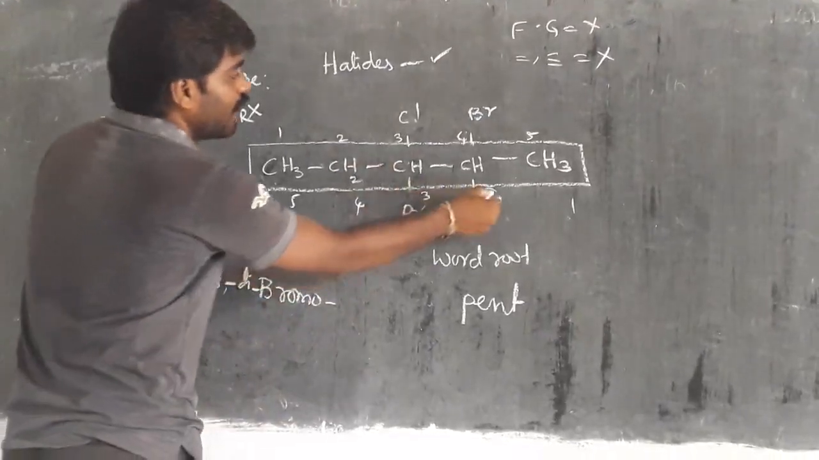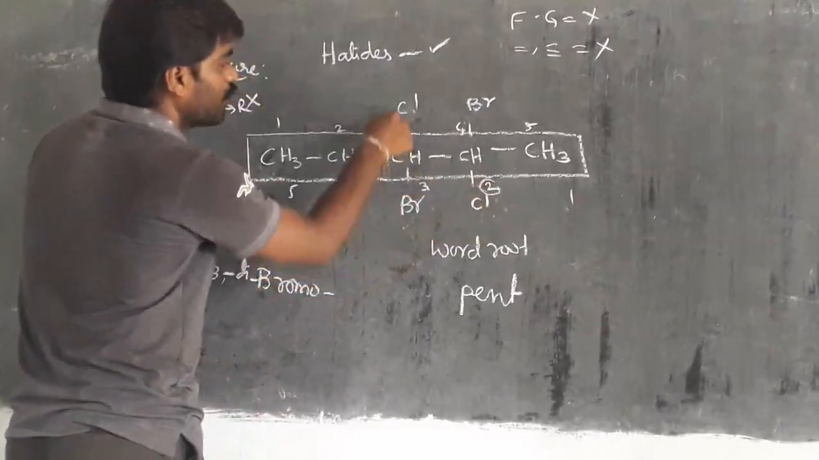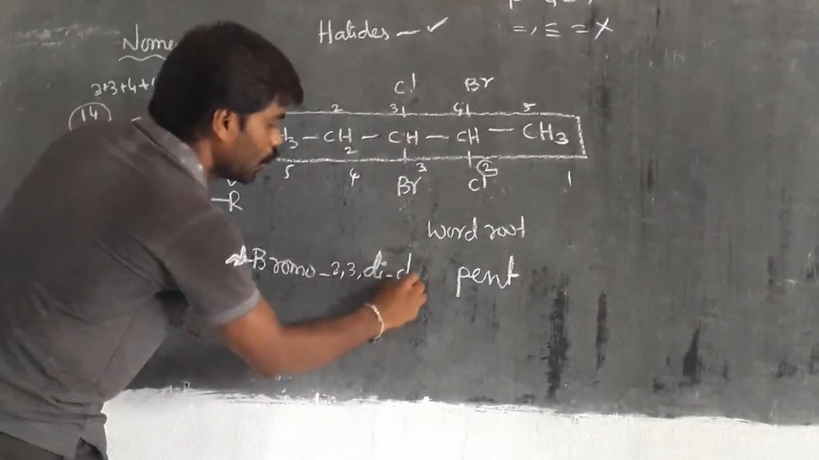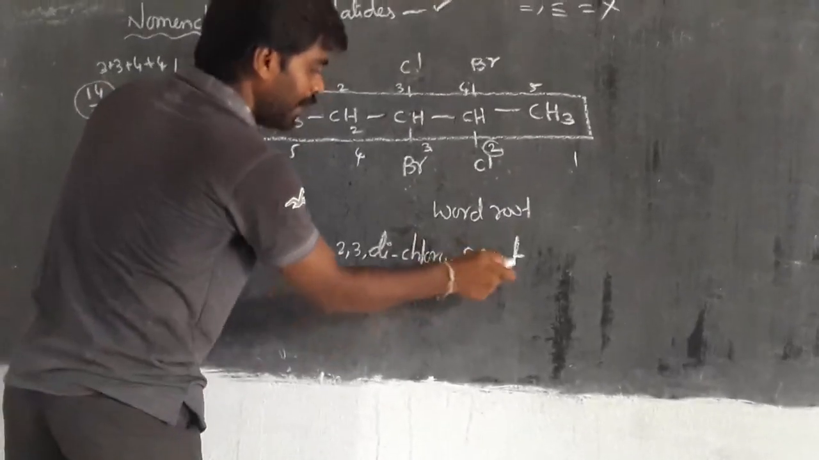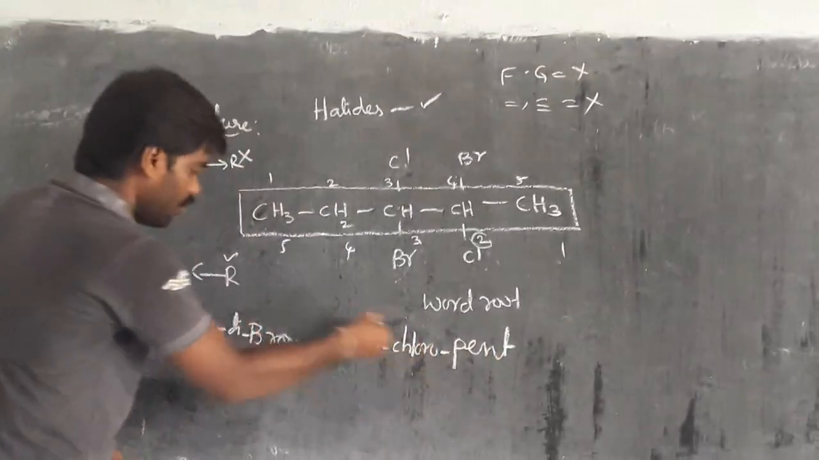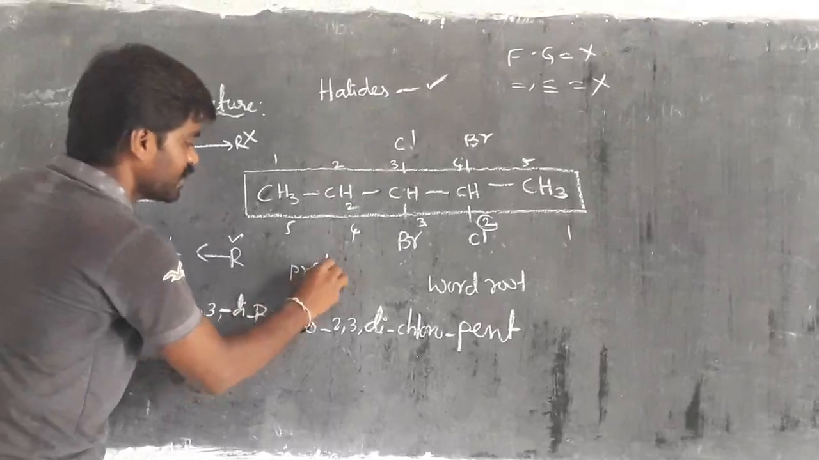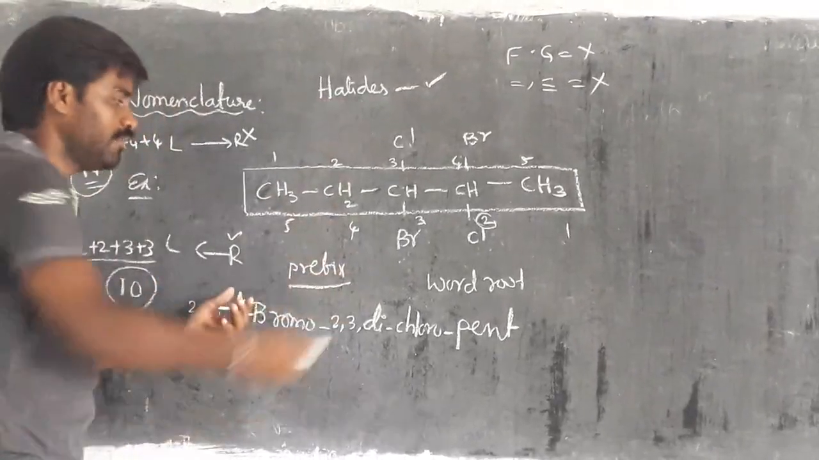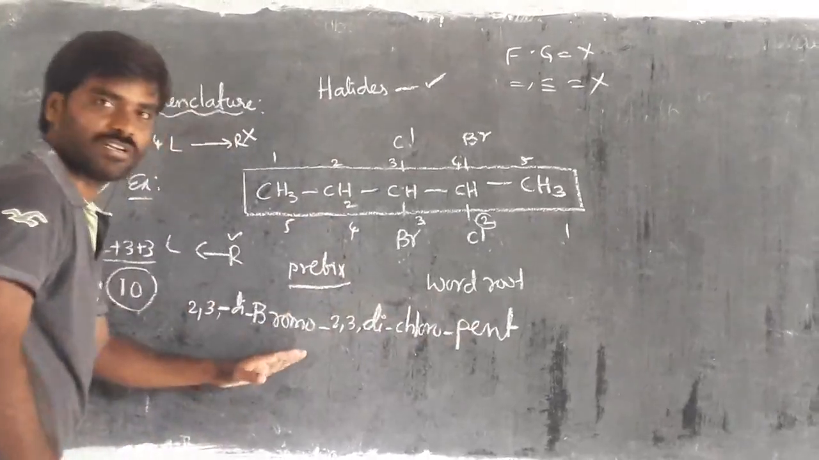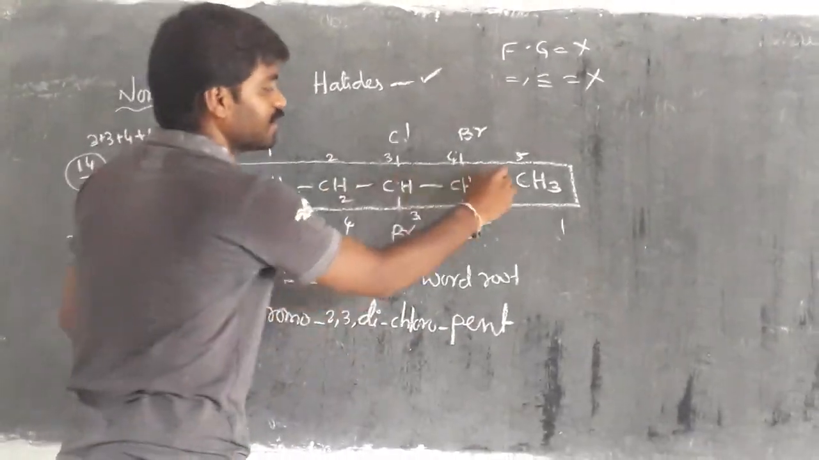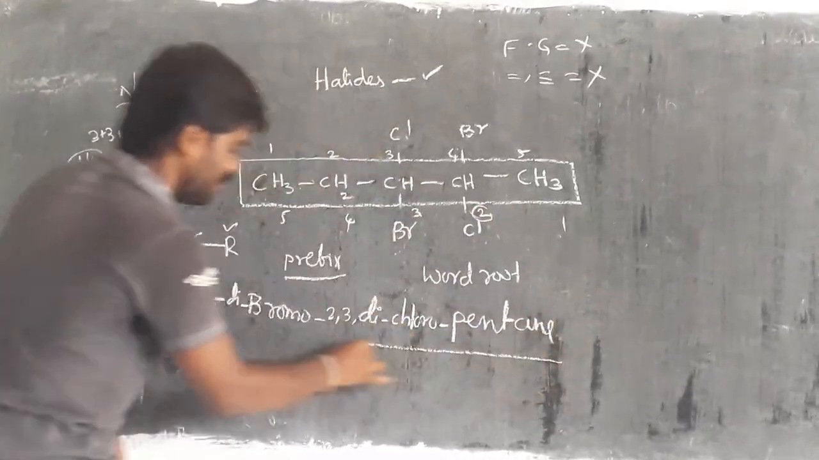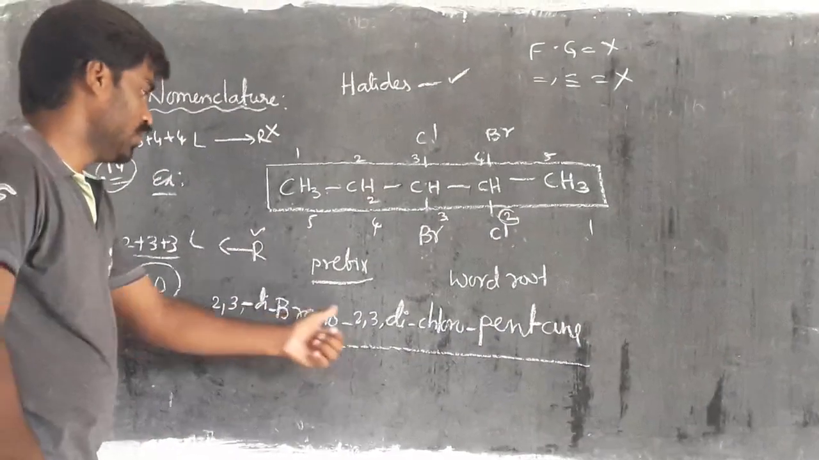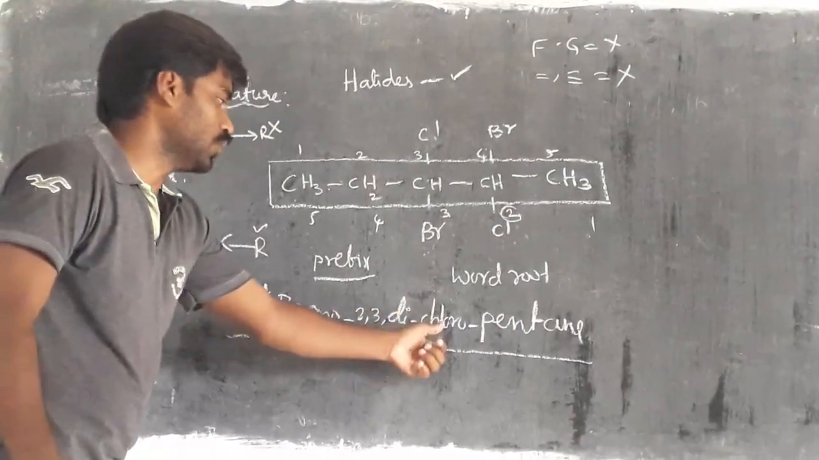On second carbon and third carbon we have chlorines. 2, 3 dichloro penta as it is. These all we simply call the prefix. Those two prefixes are what types? Halides. So we give a name before the word root. Then after that, what type of bonds are there? Single bond is there. The name of this particular molecule is 2, 3 dibromo, 2, 3 dichloro-pentane.